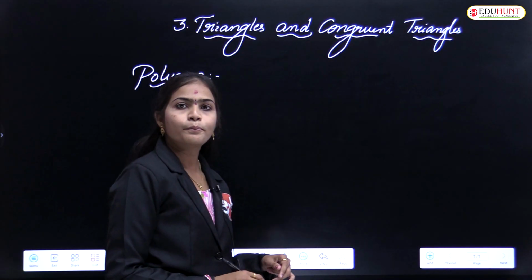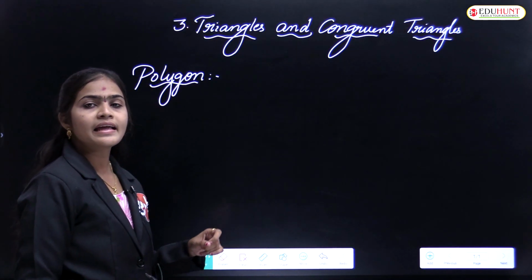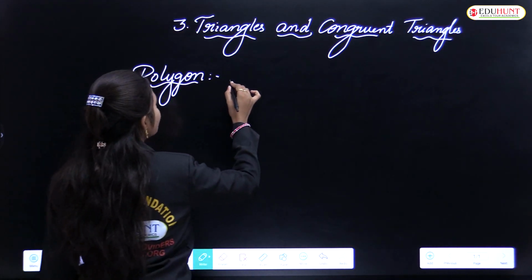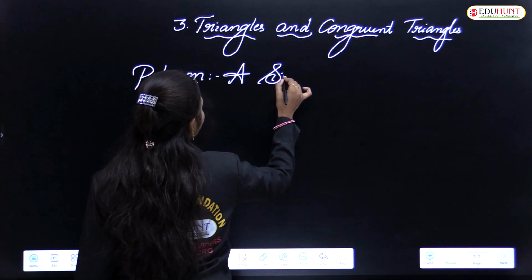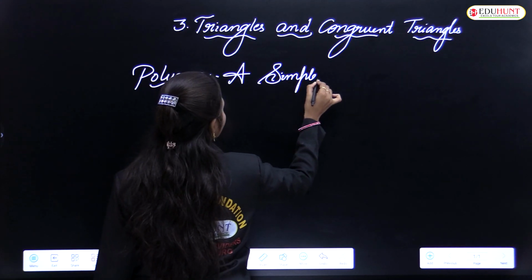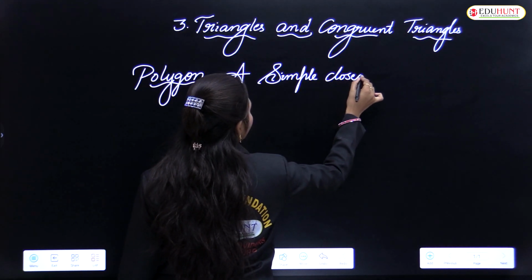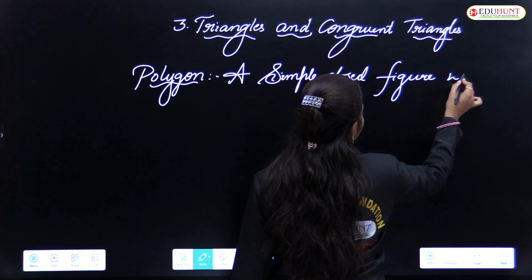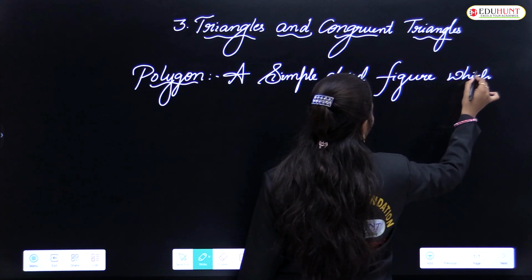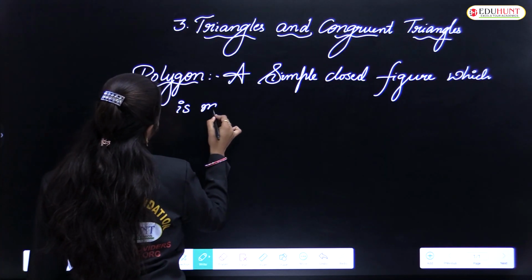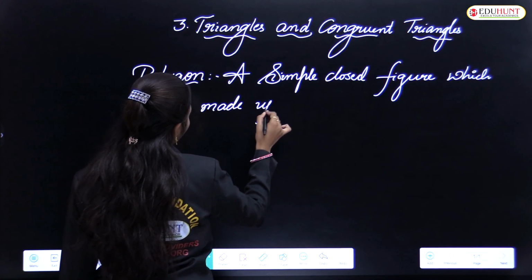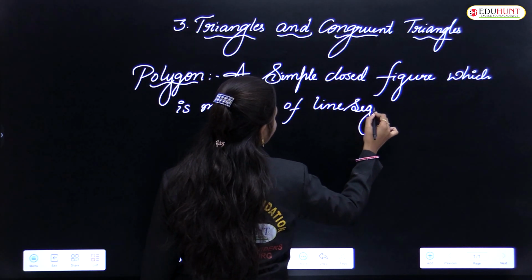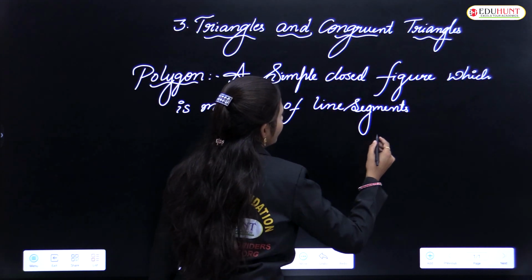So children, see here, polygon means what? Polygon means a simple closed figure which is made up of line segments. What is that? A simple closed figure which is made up of line segments is called a polygon.